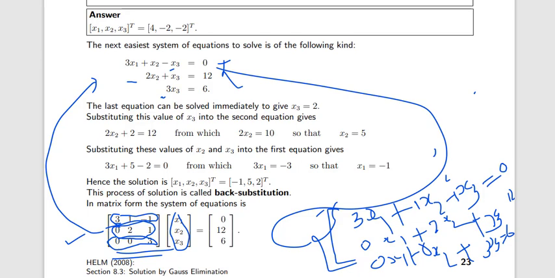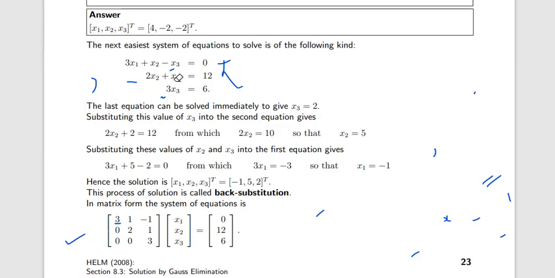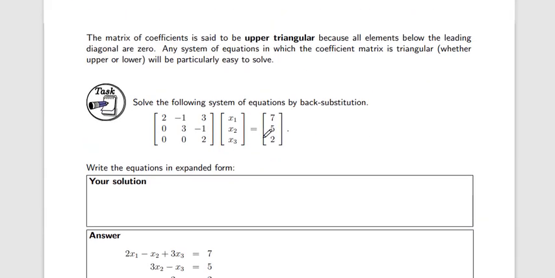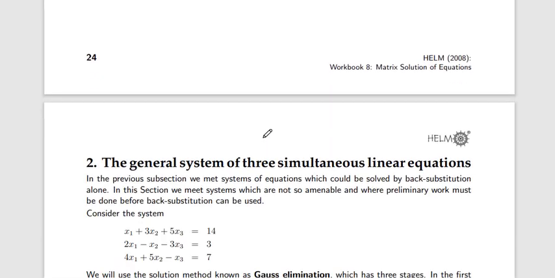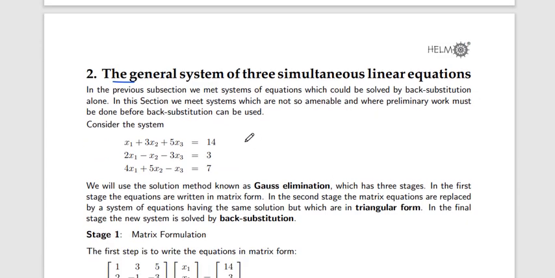Okay, so if we multiply these two matrices, then we will get the answer as a linear equation. Now this is the example of solving a simple linear equation. Now let's talk about a general system of three simultaneous linear equations. Okay, it's a bit difficult to solve with the general method.